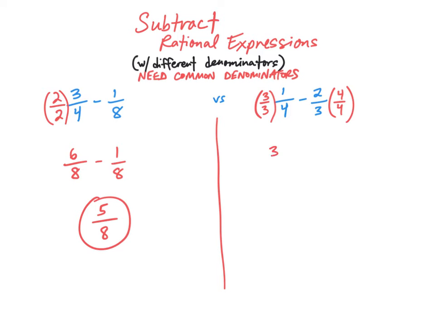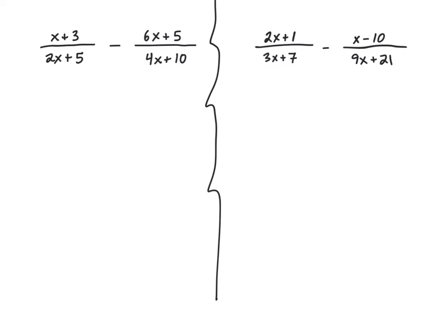So now I have 3 times 1, which is 3, 3 times 4, which is 12, 2 times 4, which is 8, and 3 times 4, which is 12. I got common denominators, sweet. Now I can subtract rational expressions. 3 minus 8 is negative 5. Those are our examples as we now head to Algebra 2.